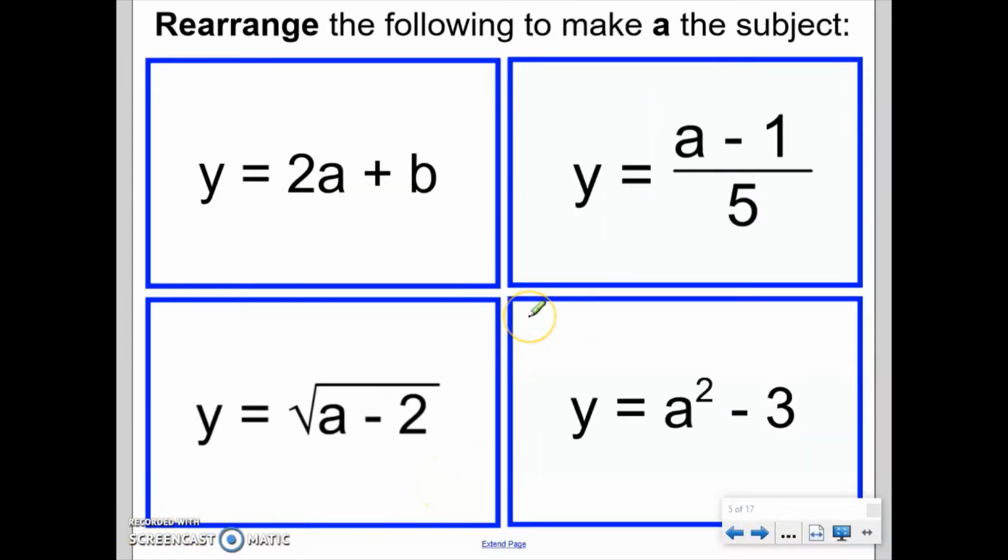Okay, so now it's your turn to have a go at 4 rearrangements. Following the method I've just discussed in the previous examples, for each of these 4 formula, could you rearrange to make A the subject? If you could pause the video at this point, show me your full working out, your full algebraic manipulation in order to make A the subject.